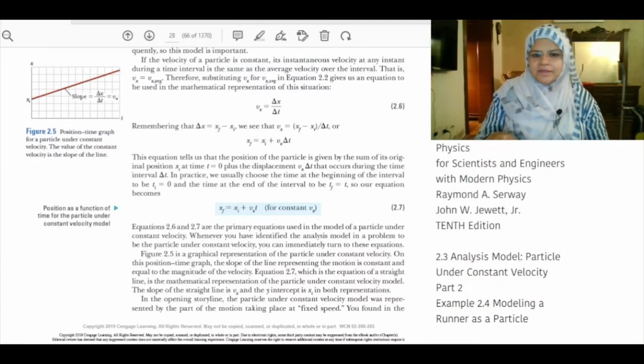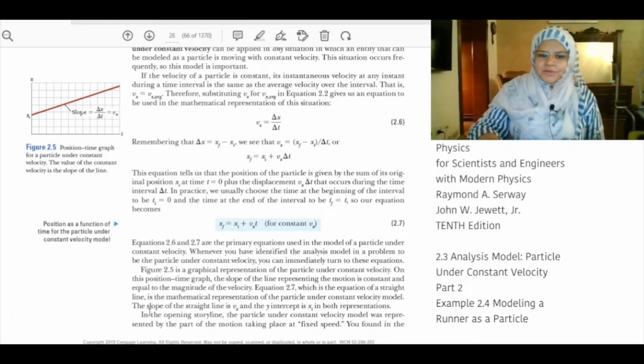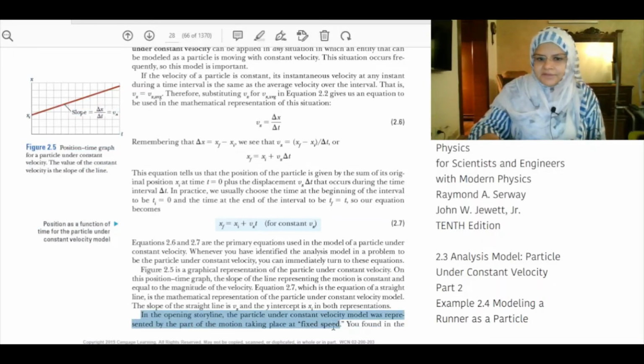Assalamu alaikum. Today we will continue section 2.3, analysis model: particle under constant velocity, and we will also cover example 2.4, modeling a runner as a particle, from the book Physics for Scientists and Engineers with Modern Physics by Serway and Jewett, 10th edition. In the opening storyline, the particle under constant velocity model was represented by the path of motion taking place at fixed speed.